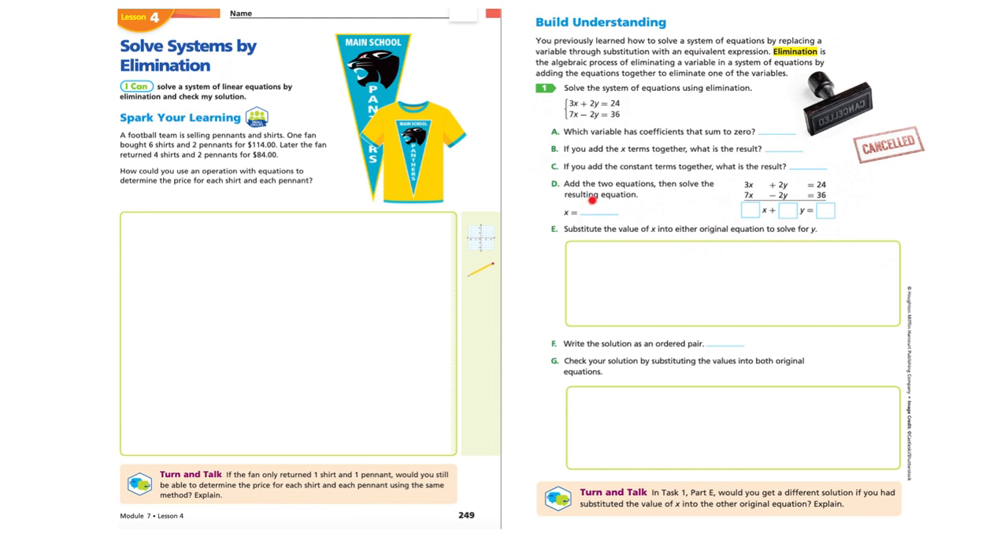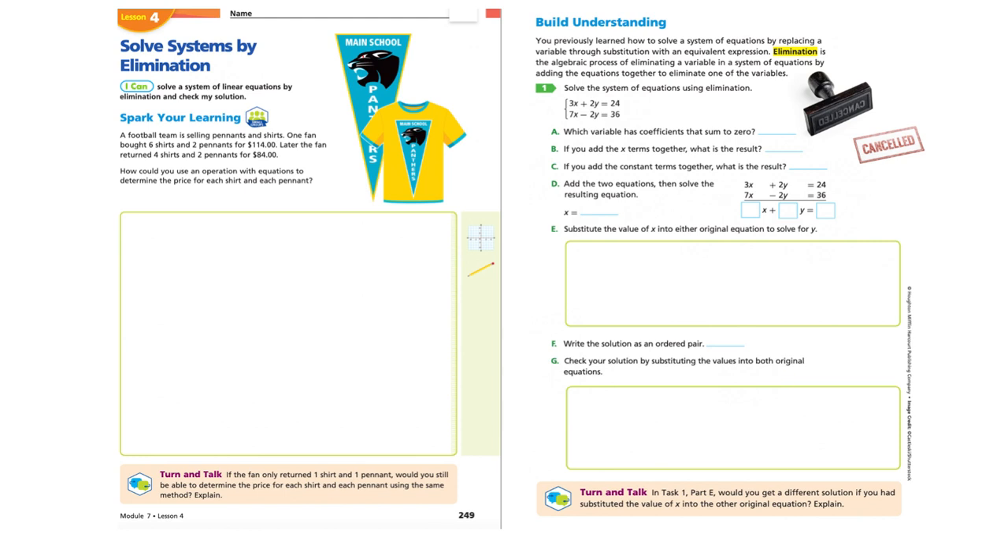So if you get x equals 2, you can go up here to this first equation, for example, and put 2 in wherever you see x, and then you can solve for y. The answer is not 2, but just in case. That's an idea. F, what is the solution as an ordered pair? So once you get x and y, then you'll have an ordered pair. G, check your solution by substituting the values into both original equations. So then go back and do both.